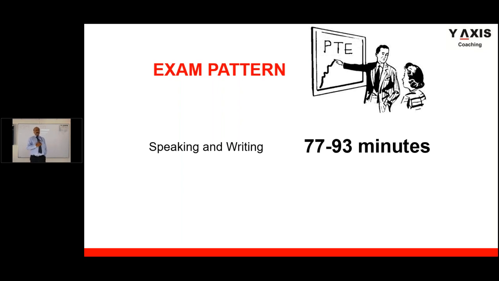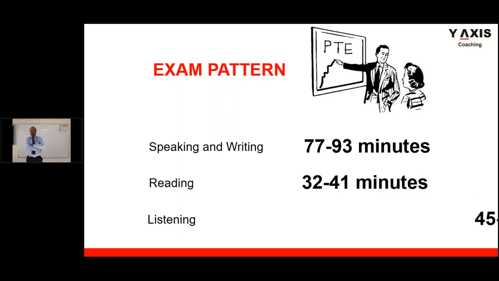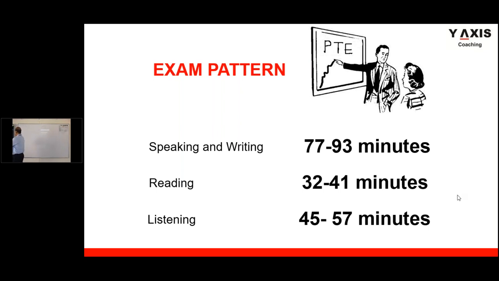Now, the four modules that we have in PTE are reading, writing, listening, and speaking. They are divided into 3 different parts. Part 1 comprises speaking and writing, and the overall time will be approximately between 77 to 93 minutes. Reading would be between 32 to 41 minutes, and listening will be 45 to 57 minutes, sometimes 40 to 45 minutes, depending upon the examiner and the number of questions that you will be asked in each category. Yes? Any questions? Any doubts? Next slide.